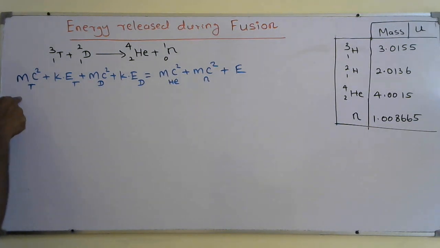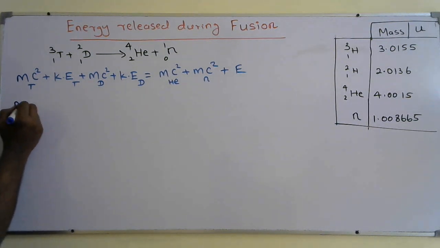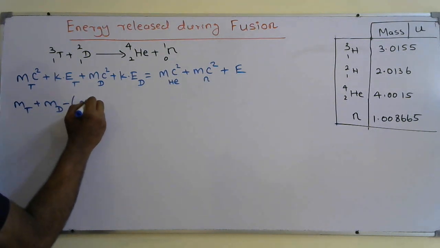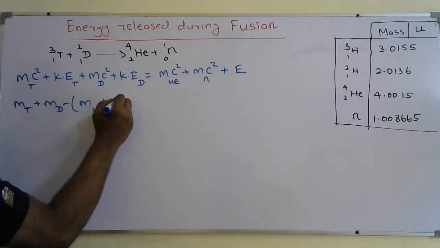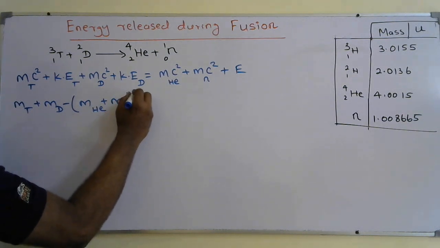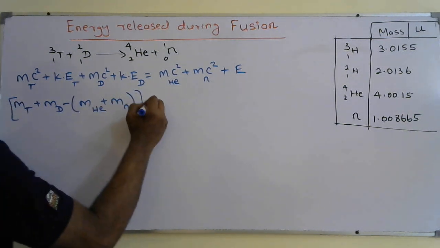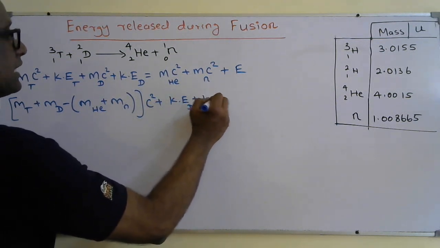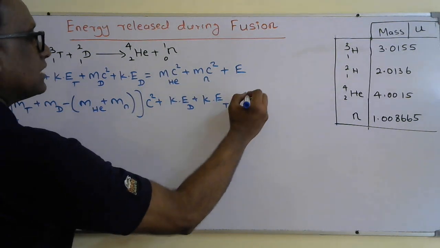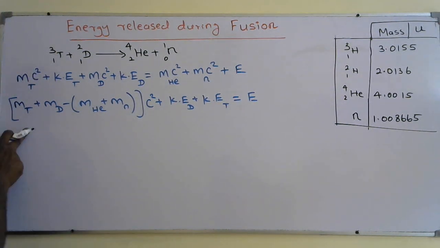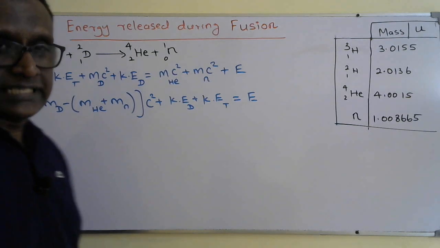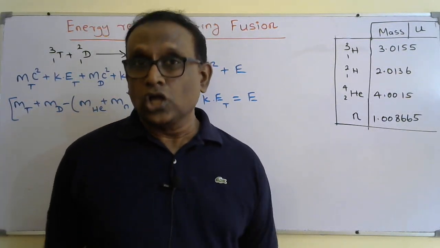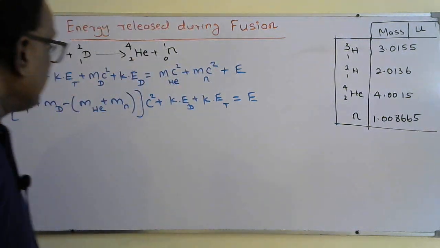Rearranging, it becomes mass of tritium plus mass of deuterium minus the sum of mass of helium and mass of neutron, into C squared, plus kinetic energy of deuterium plus kinetic energy of tritium, is the total energy release. This bracket is the mass deficit. We ended up with the mass deficit, but there's no principle or law called mass deficit. Anyway, we end up with this.